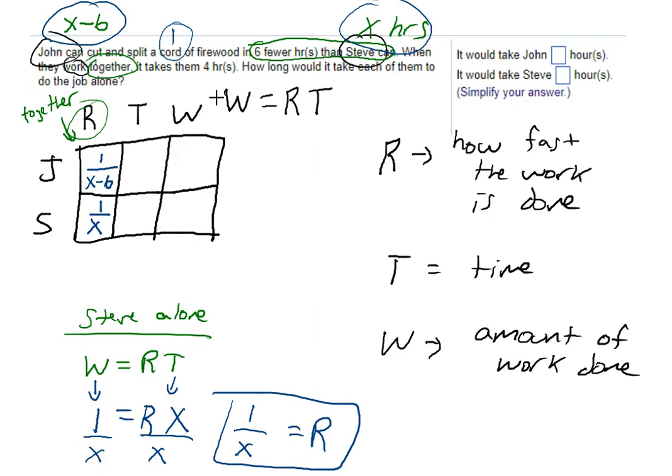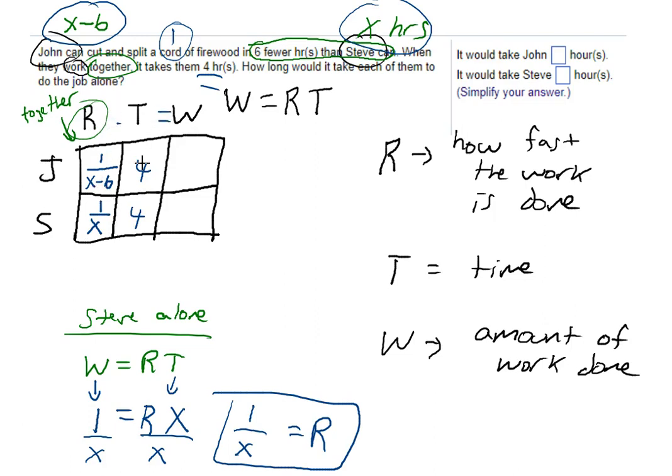These rational expressions. Now for the time, when they're working together, it takes them 4 hours. So they're starting at the same time, they're ending at the same time. So they're working the same amount of time. John is going to put in 4 hours when they're working together, and so is Steve. He's going to be working right alongside him for the same 4 hours. So they're both going to be putting in 4 hours on this day where they're working together.